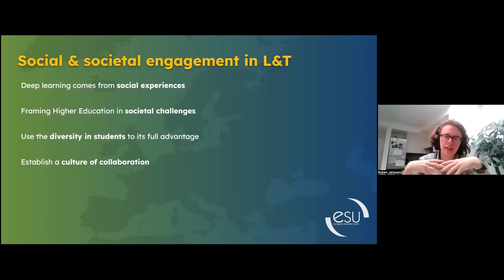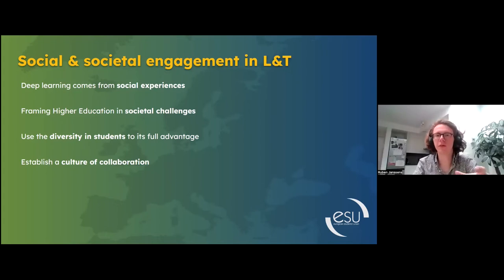We can use and look at the background that all students have, the skill set that all students have, because this will be different in some way. And they should learn how to combine all of these strengths in order to actually address challenges and make solutions based on the knowledge and the skills that they're learning.